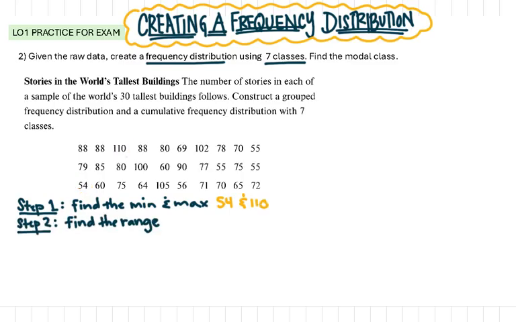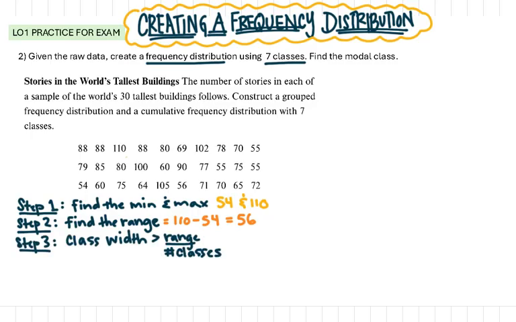Okay, so now once we know the min and the max, we can find the range, which is just the maximum value minus the min. So in this case, we get a range of 56. So now we have to figure out the class width. It has to be bigger than the range we just found divided by the number of classes they want us to create. That's the number of rows. So 56 divided by 7 is 8. That width needs to be bigger than 8. So in this case, we're going to make the width equal to 9.